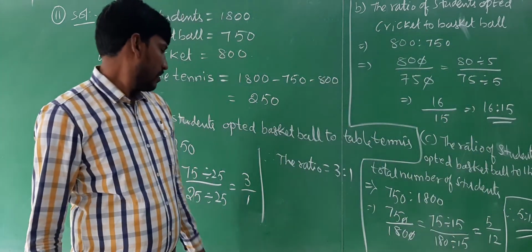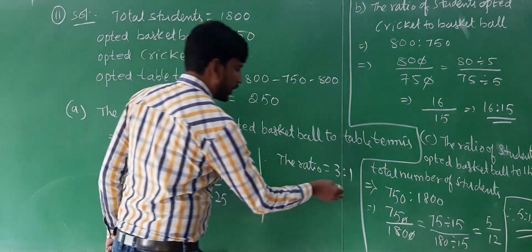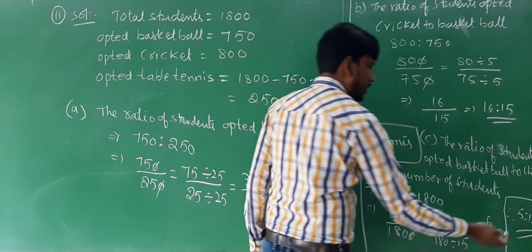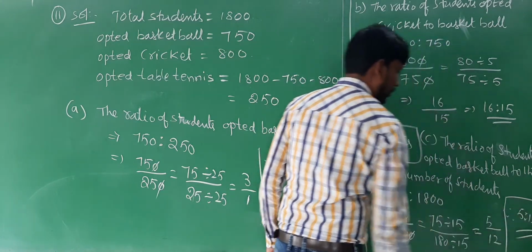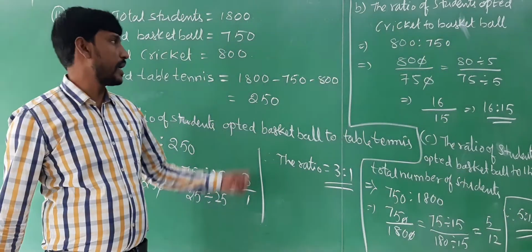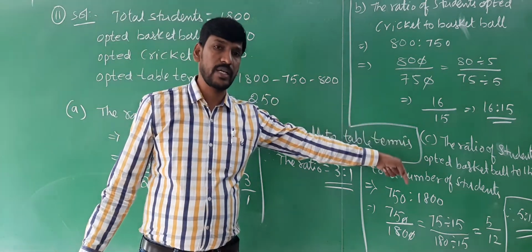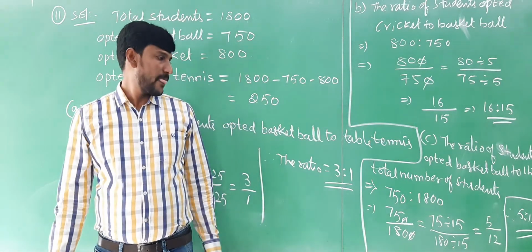Is it clear? First one, we got the ratio 3:1. Second one is 16:15. Third one is 5:12. Right, children? Out of total students, it means for every 12 students, 5 students opted for basketball. Right? Copy this.